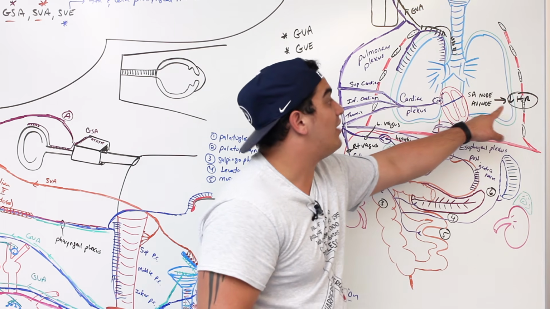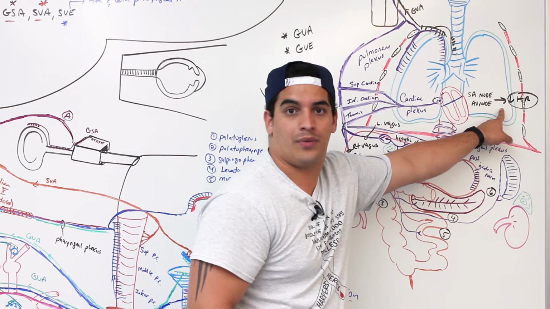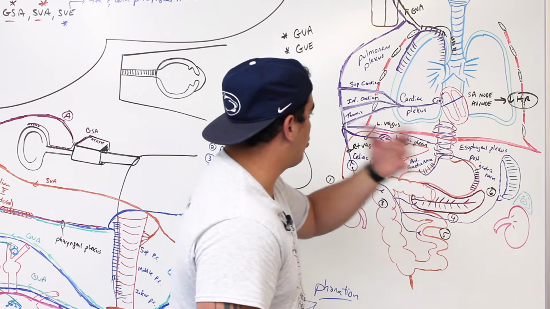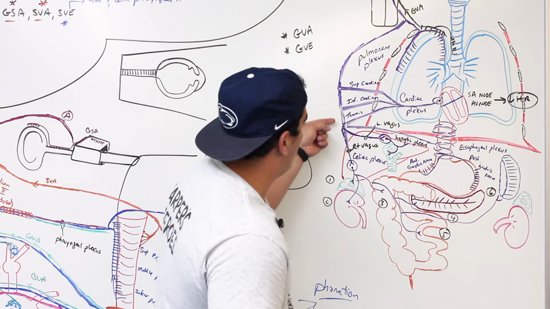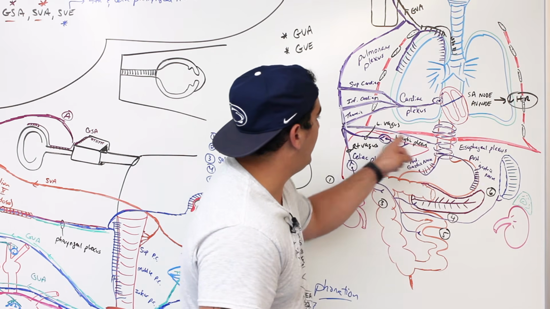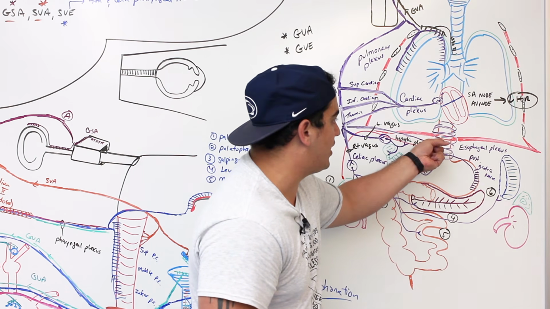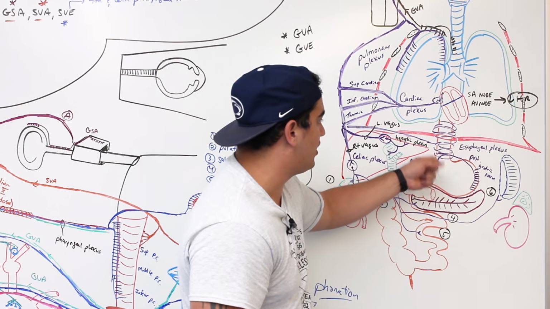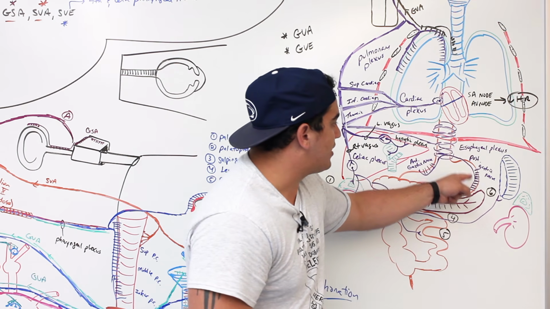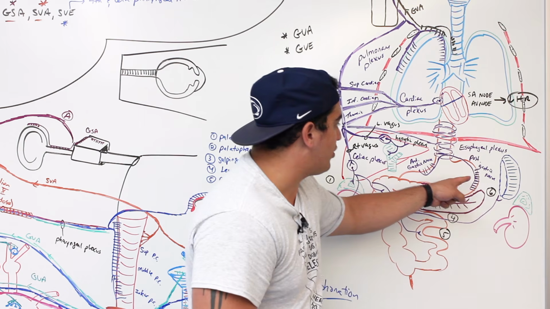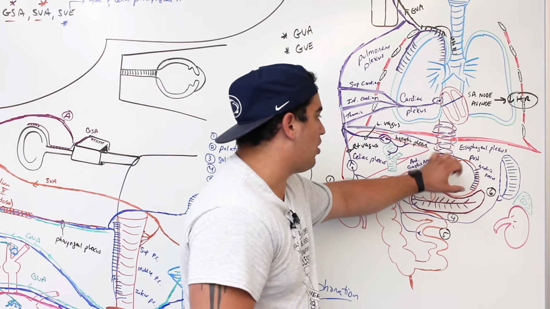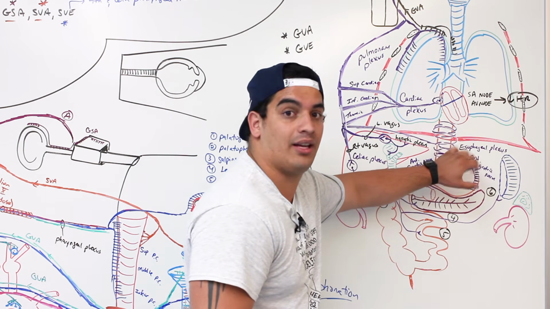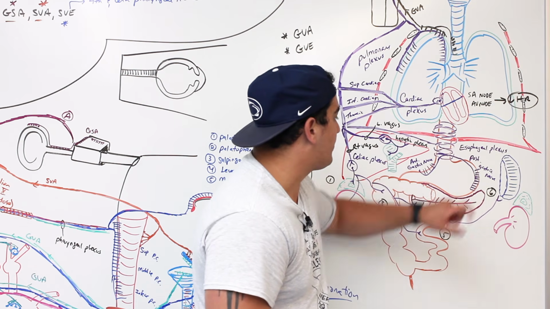What's the purpose of this? To slow down the heart rate, okay? Negative chronotropic action. Then it's also going to give off another branch, over here, the esophageal plexus, which supplies the esophagus to have peristaltic contractions. Then from the esophageal plexus, it gives off the posterior gastric nerve, anterior gastric nerve, which allows for peristalsis and even secretion activities of the stomach.